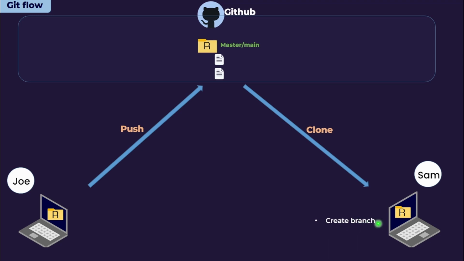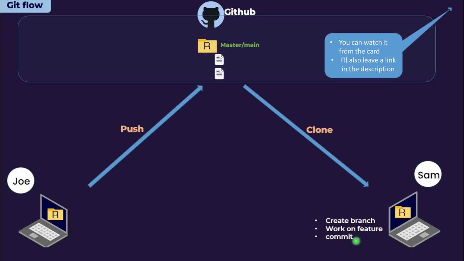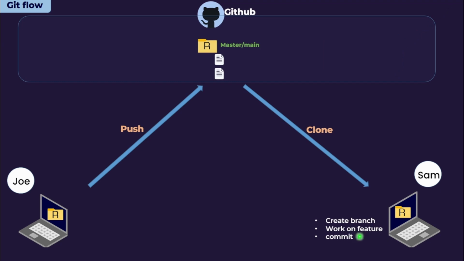So there is a concept of branches. Sam creates a branch for the new feature he wants to work on, so that he can work on that feature in that branch and commit. And I explained all of this in greater detail in the previous tutorial, so you can watch that if you are new to all this. After he has done all this and committed, he now pushes the modifications to a branch called Sam.